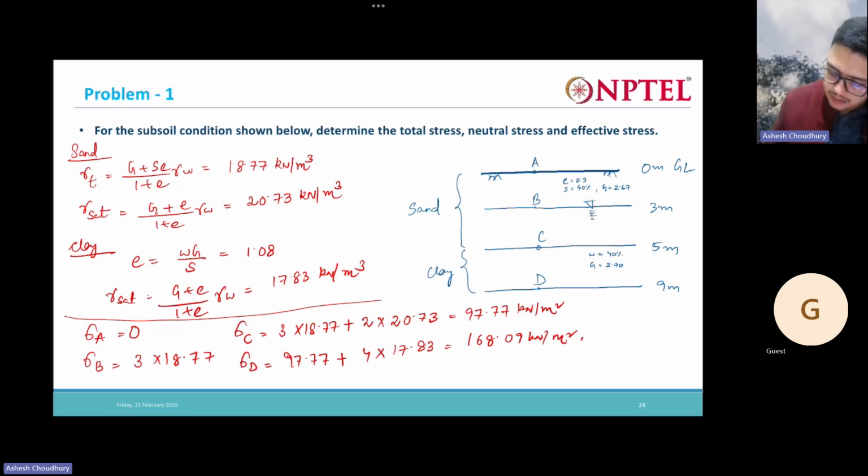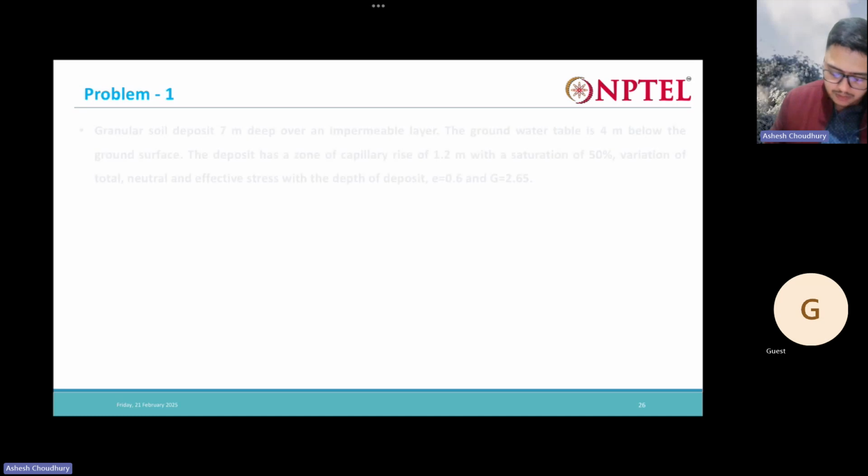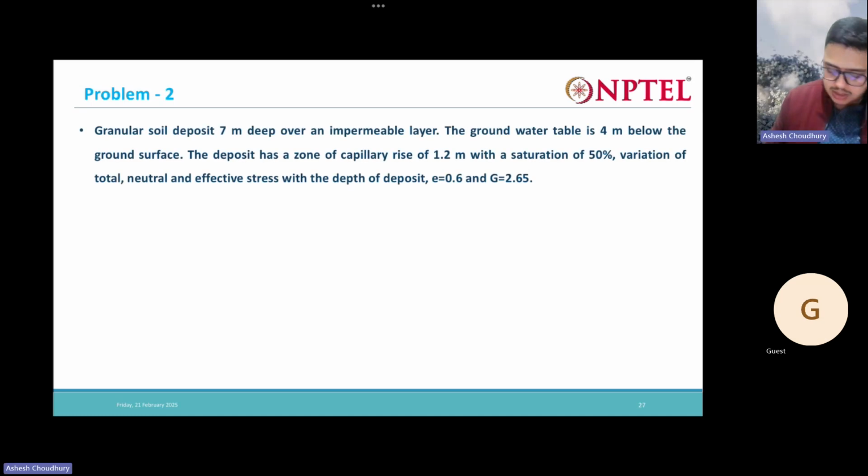This times 2, plus whatever the stress is at B, 3 into 0.7. So we are getting 78.1 directly. Simple problem. So now let's solve this next problem.